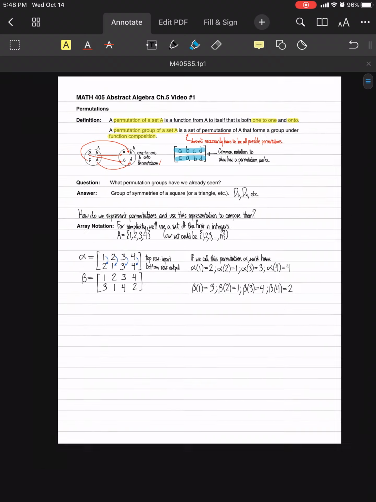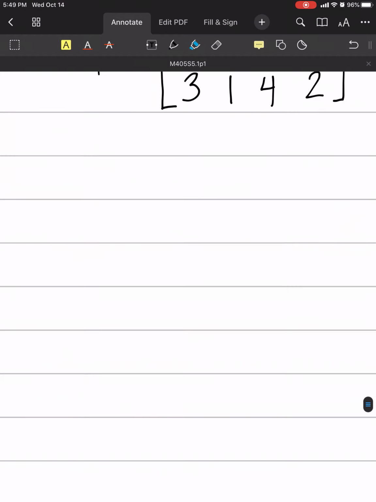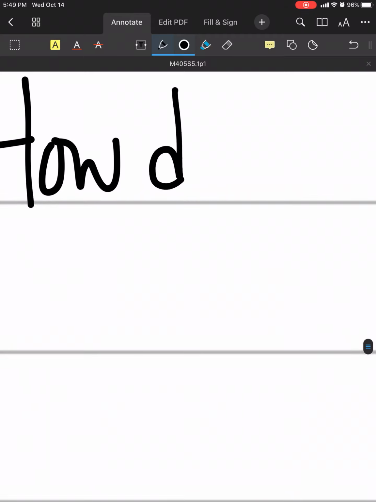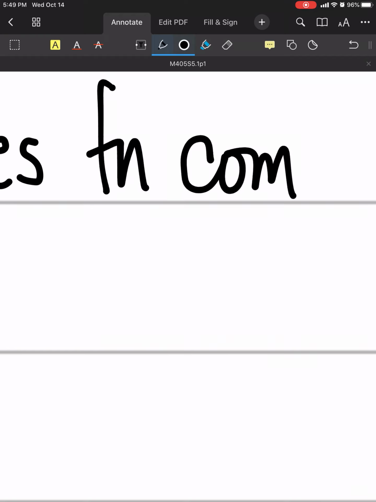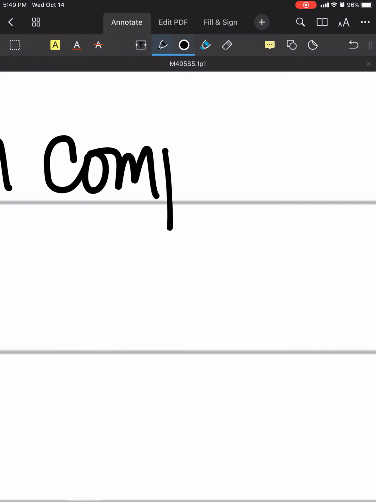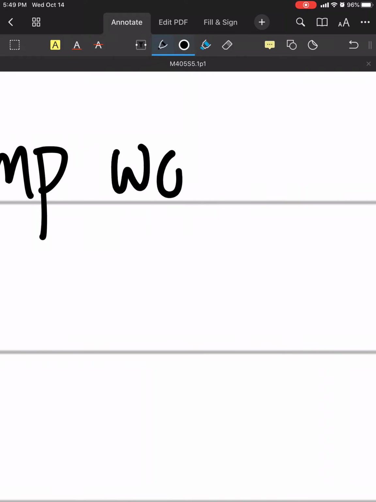Now, we probably will have time to do all of the ones of a set of 3 elements, but let's go ahead and look at how does composition work. How does function composition work?